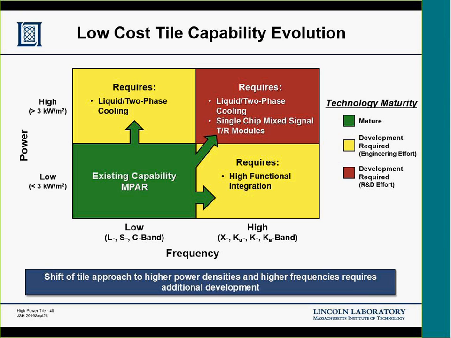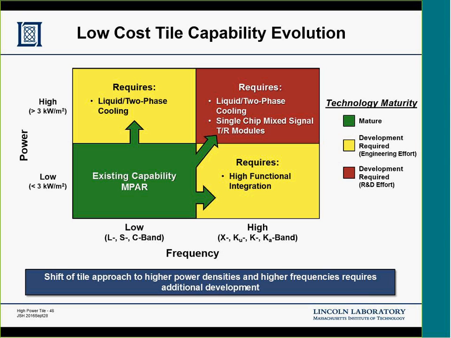Going on the frequency axis, now the challenge is to integrate things on a much smaller lattice. At Ku band, for example, it's a 1 centimeter lattice. So you have to fit the module, the cooling, and the power management interfacing. All that has to fit in the lattice, and that becomes an integration challenge.